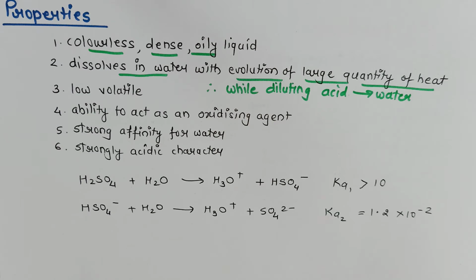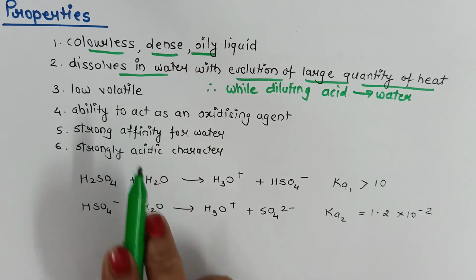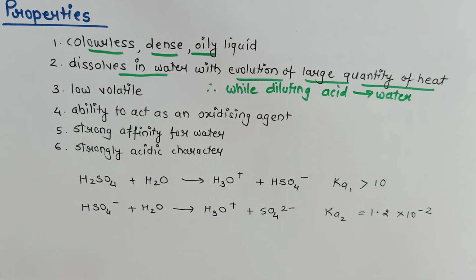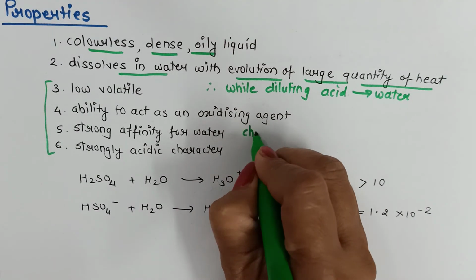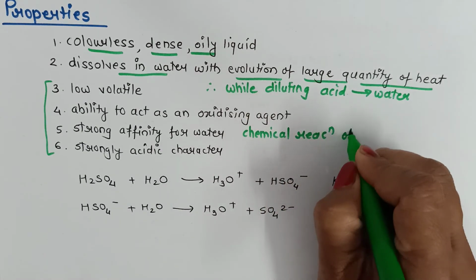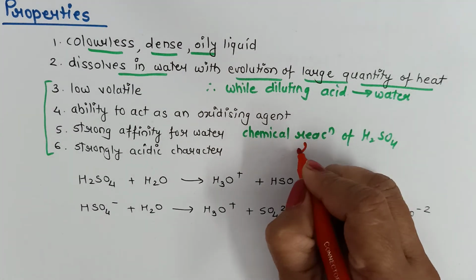We know sulfuric acid shows many reactions. The chemical reactions of sulfuric acid are basically due to these factors: low volatility, ability to act as an oxidizing agent, strong affinity for water, and strongly acidic character. We'll be discussing all these in detail. So all these 4 factors are responsible for the chemical reactions of H2SO4. Now this is your 2 mark question.